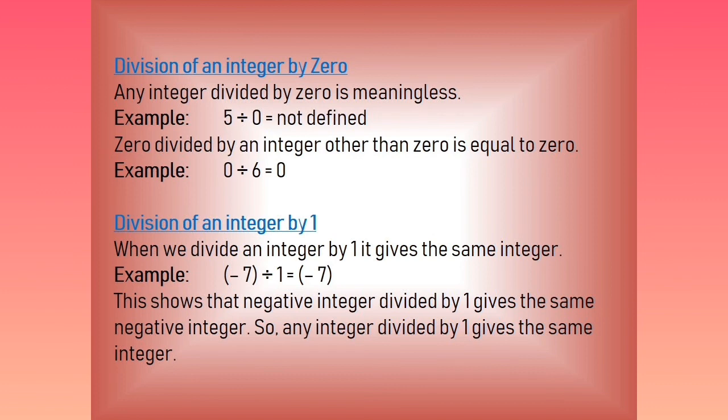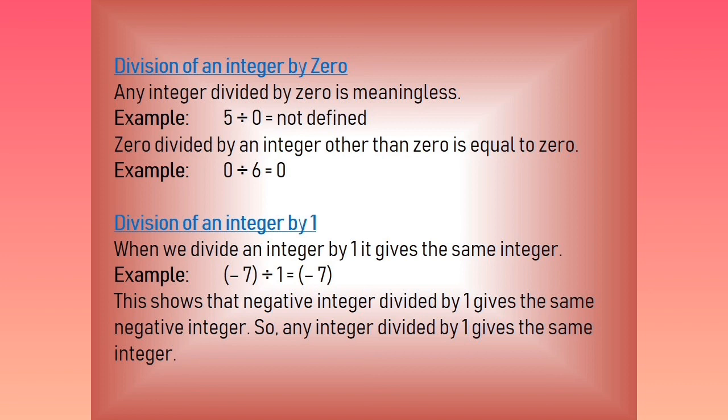Division of an integer by 0. Any integer divided by 0 is meaningless. Example, 5 ÷ 0 is not defined. 0 divided by an integer other than 0 is equal to 0. Example, 0 ÷ 6 = 0.